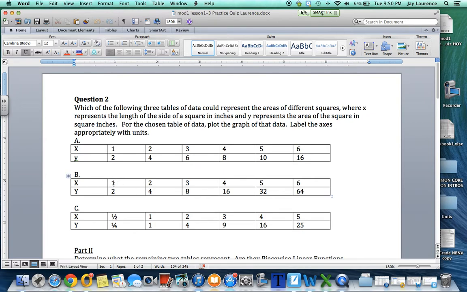Let's go down to B. 1 squared is not 2. 2 squared is 4, but 3 squared is not 8. 4 squared is 16, but 5 squared is not 32. It doesn't match. It's got to match on all of them. So it can't be B.